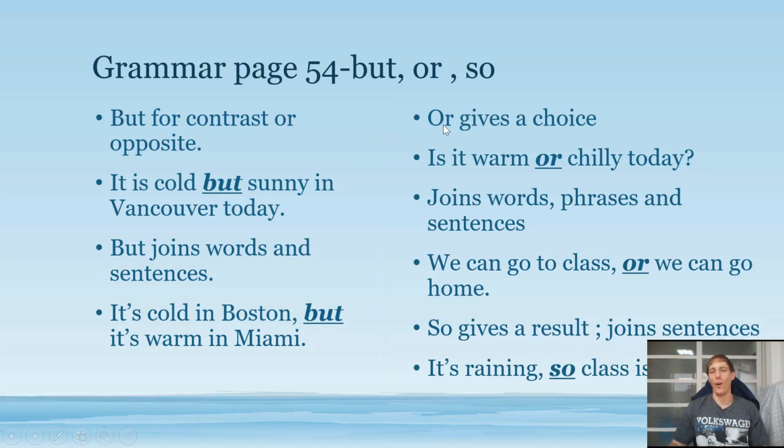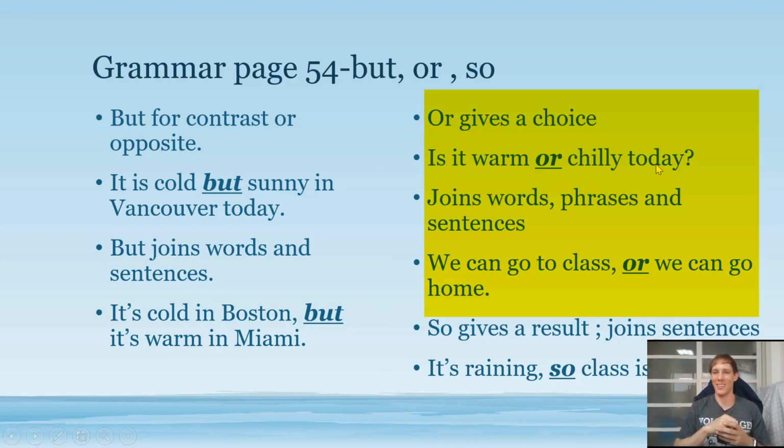When we use or, it means to give a choice. So, is it warm or chilly today? I'm giving you two choices using or. Again, we can use it when we're joining phrases and sentences together. So, we can go to class or we can go home. Two very different choices. You can see there, we can go to class or we can go home.